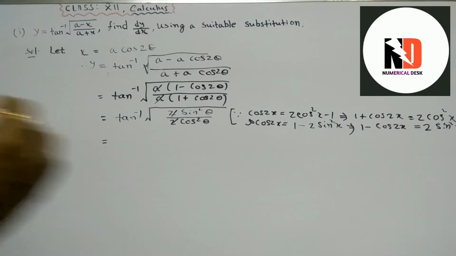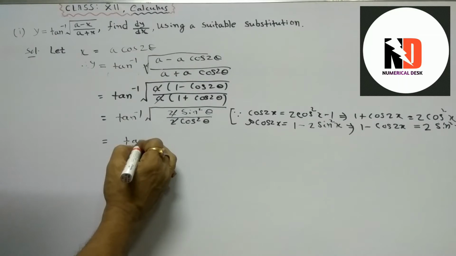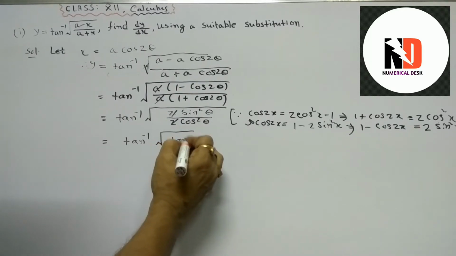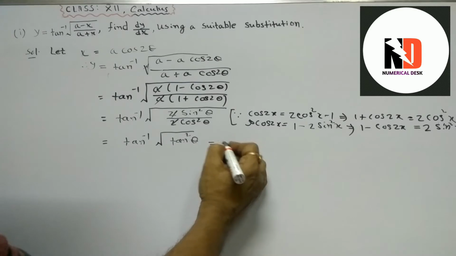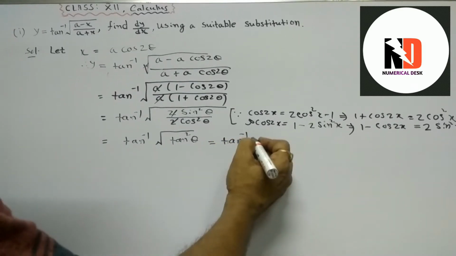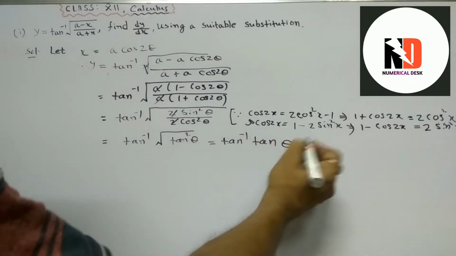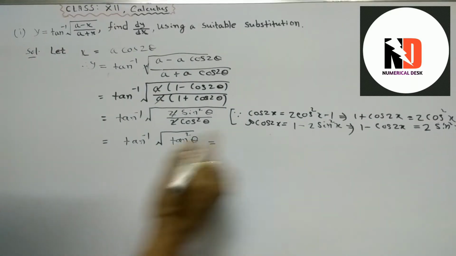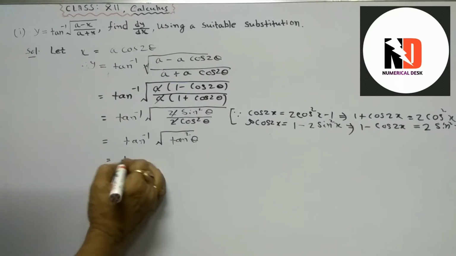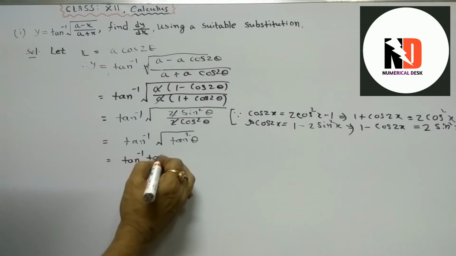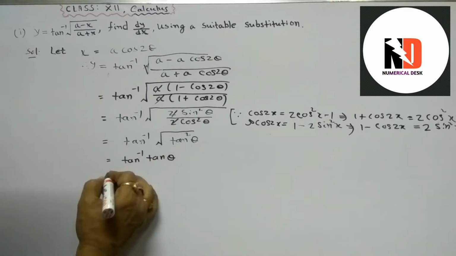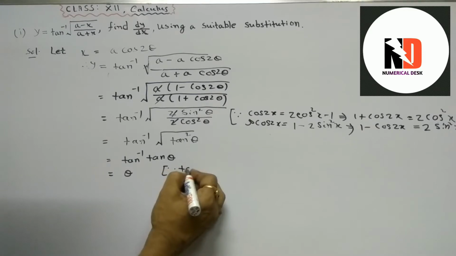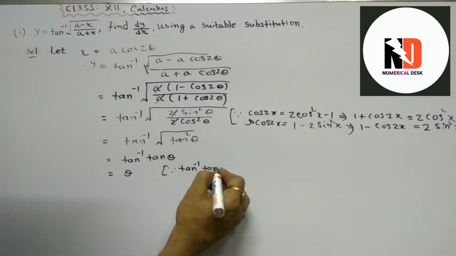So let's see the steps next. So tan inverse root over tan square theta, because sin square theta by cos square theta equals tan square theta. So tan inverse tan theta is equal to only theta, because we know tan inverse tan theta equals theta. In the trigonometric, I will write down the steps in the following line. So it is tan inverse tan theta.